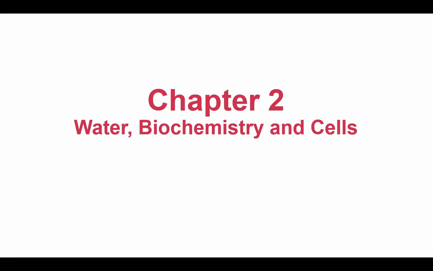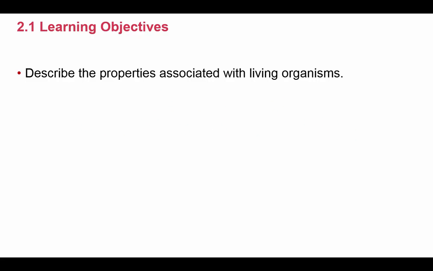In Chapter 2, we're going to look at water, biochemistry, and cells. And this begins in your textbook on page 32. So to begin with, we're going to describe the properties that are associated with living things that we've talked about in Chapter 1 already, that science is this big body of knowledge, but in this class we're focusing on the field of biology, which we already know by definition is the study of living organisms.